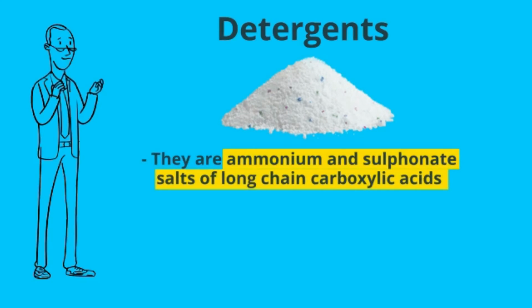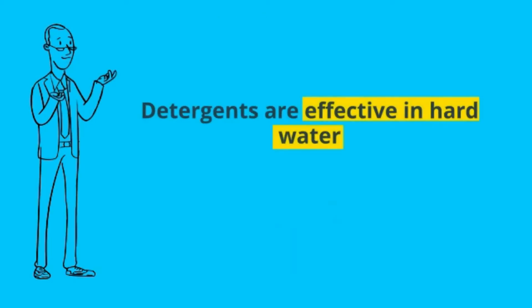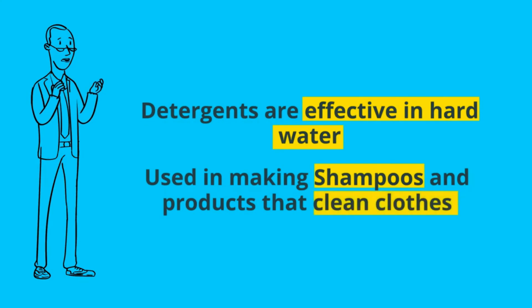Detergents are ammonium or sulfonate salts of long chain carboxylic acids. These compounds do not form insoluble precipitates with calcium and magnesium salts and hence can be used in hard water as well. They are usually used in making shampoos and products that clean clothes.